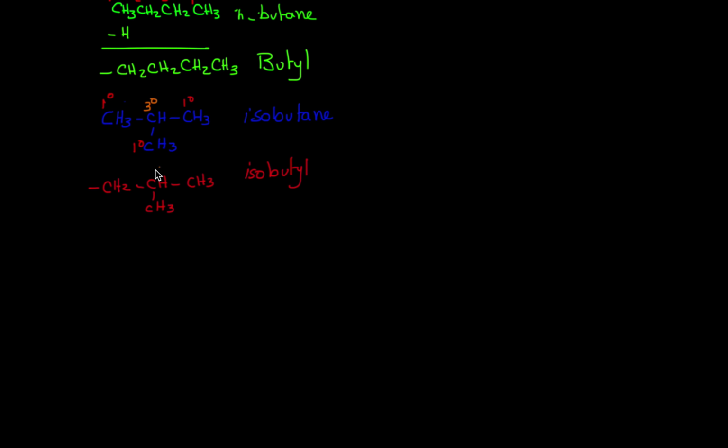However, if we remove a hydrogen from the third degree carbon, we get CH3CCH3CH3, and this is called tert-butyl.